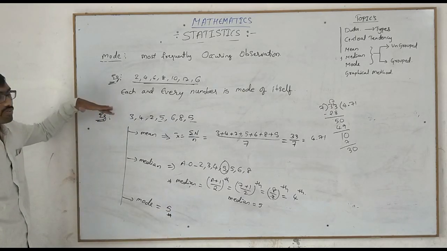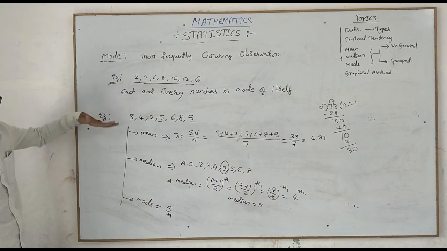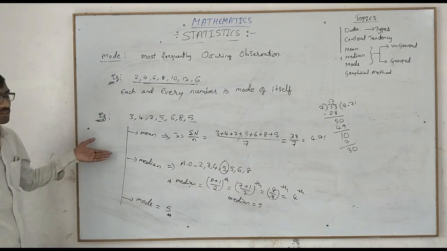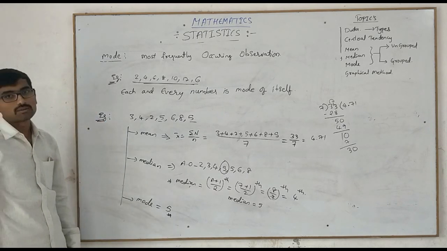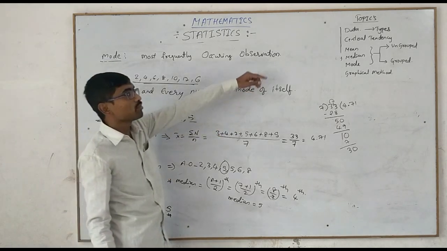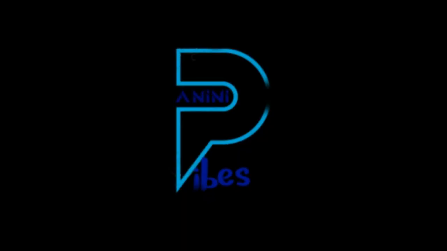This is how we have found all 3 central tendencies, that is mean, median and mode of ungrouped data. In the next class we will be discussing grouped data. Okay, thank you.